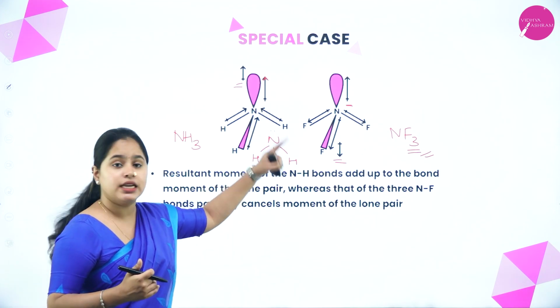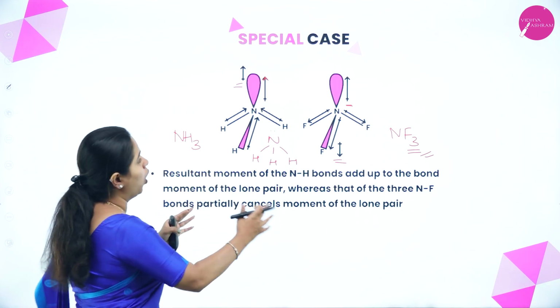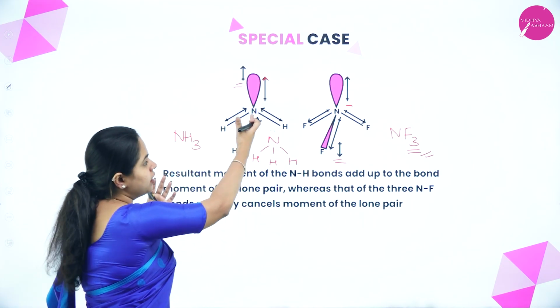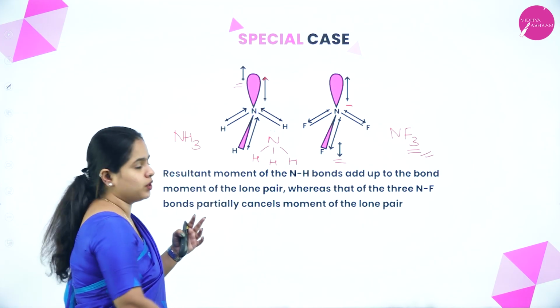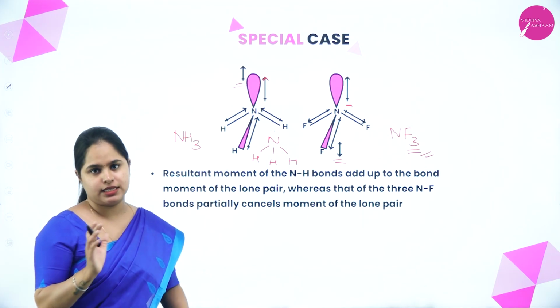Right? Because it is getting cancelled out to each other. In this case, it is getting added because all of them are towards one direction. Here, the dipole moments of the NF bonds are towards down, and the other one is towards the top. So it cancels out each other.